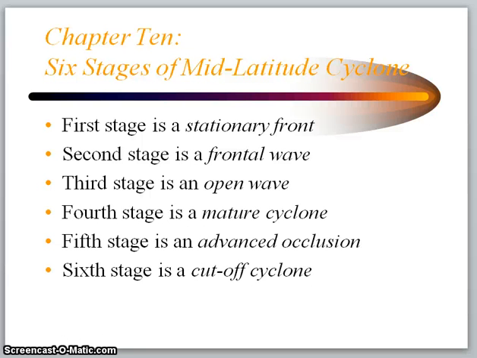There are 6 stages, according to this theory, regarding mid-latitude cyclone development and decay. Initially, the warm air to the south and the cold air to the north are at a stalemate. That's called the stationary front. Then, as warm air advances northward and cold air advances southward, you get a frontal wave. As that wave becomes more intense, it's called an open wave in the 3rd stage. The 4th stage is a mature cyclone. The 5th stage is what we call an advanced occlusion. That's typically when the rain and snow are heaviest. And then the 6th stage is a cutoff cyclone, which means that the storm essentially dissipates. Now I'm going to show you pictures of all 6 of these stages.